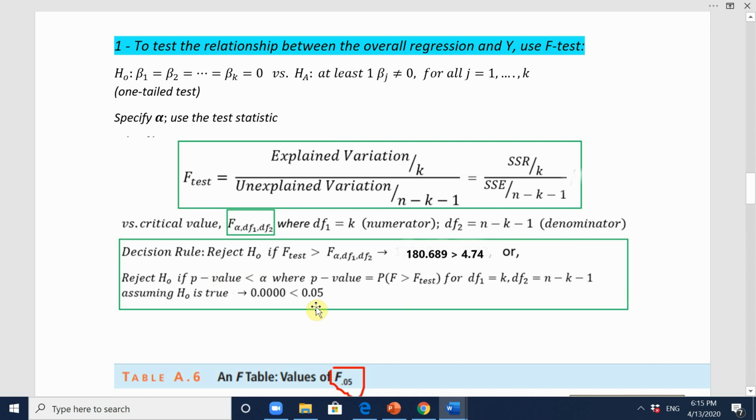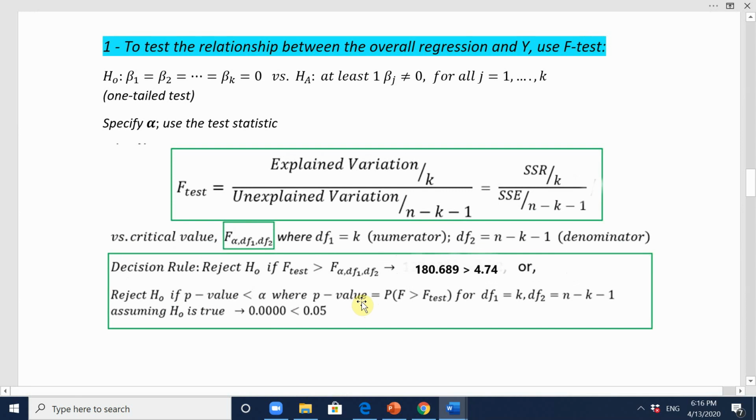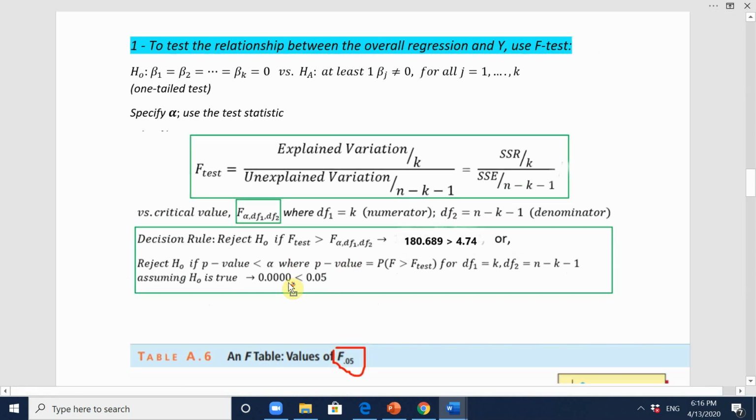So once again, the conclusions concord, right? They are both the same. And that is always the way it works. Whether you use the critical value approach to come up with a decision rule or the p-value approach, your conclusion must always be the same. Okay, so that is the F test.